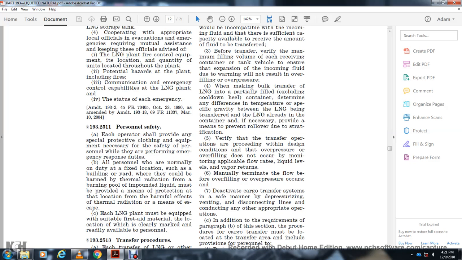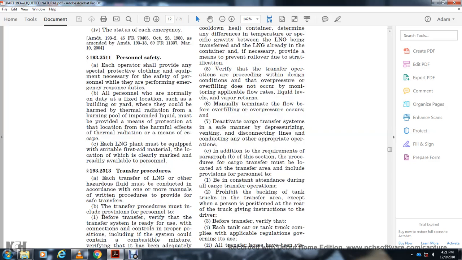For example, while performing emergency response duties, all personnel will normally be at a fixed location on the turf of the building yard where they could be harmed by thermal radiation from a burning pool of the liquid, so the means of protection from the harmful effects of thermal radiation or means of escape must be provided. Each liquid natural gas plant must be equipped with suitable first aid material at a location which is clearly marked and readily available to personnel.